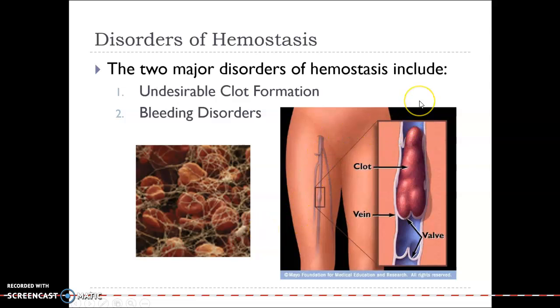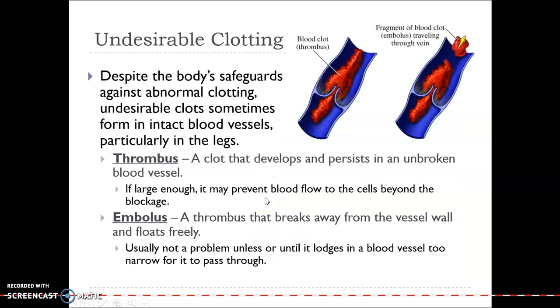2 major disorders of hemostasis. So you can have abnormal hemostasis as well: undesirable clot formation and bleeding disorders. Undesirable clot formations happen for a lot of different reasons. If you have damage to the walls of a vessel, then the wall of the vessel is going to create a clot inside your vessel, and that can form what's called a thrombus, which is basically like a big plug inside your vessel, and it can block blood flow through your vessel.